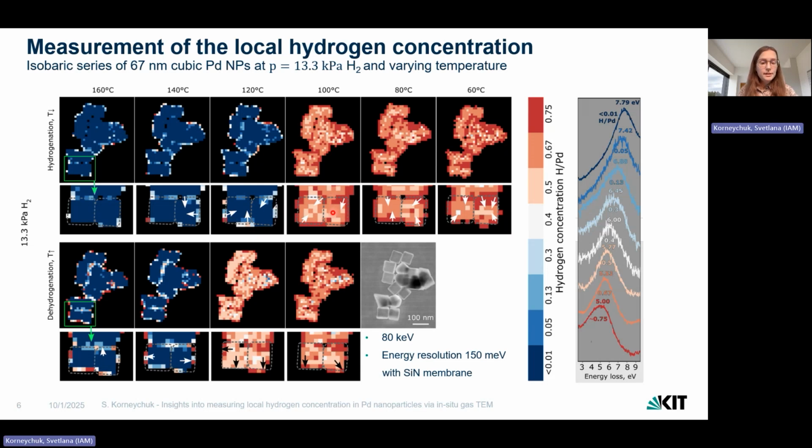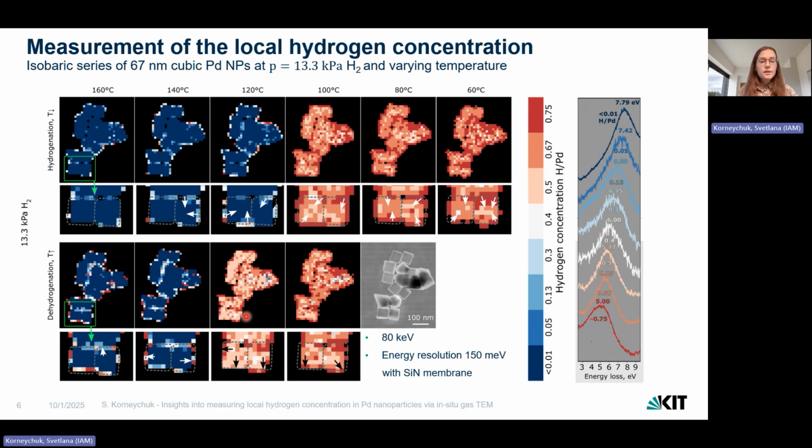When the phase transition happens, we still see that the concentration at the surface is higher than in the core of the particle, even taking into account this original shift of the surface plasmon, which I was talking about in the previous slide. And we also see that the hydrogen is unevenly distributed within the particle. When we start to dehydrogenate the sample by increasing the temperature, we see how the hydrogen leaves our particle from the core to the shell of the particle.